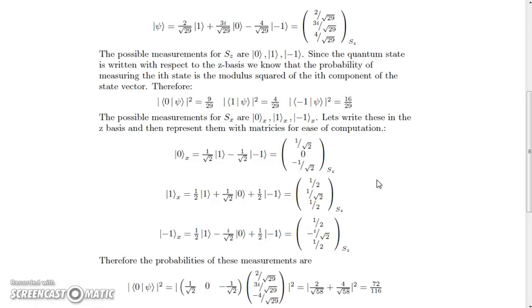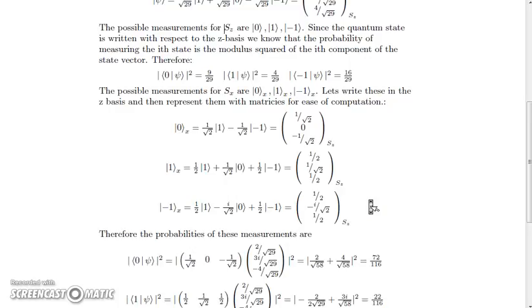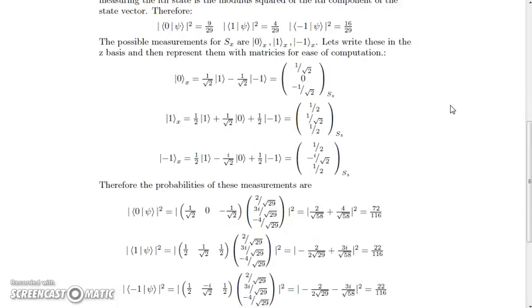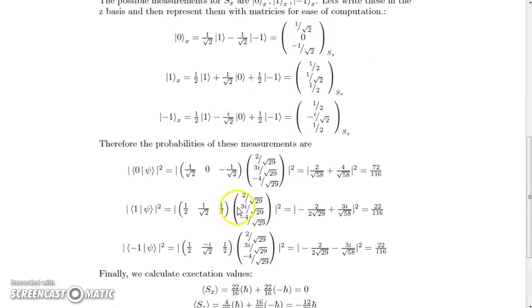And then I wanted to re-represent them in matrix notation to make the inner product a little cleaner. So that's what I've done here. This is just straight out of the book. They give us these re-representations in the chapter. And then, therefore, probabilities are just taking the modulus squared of these inner products.